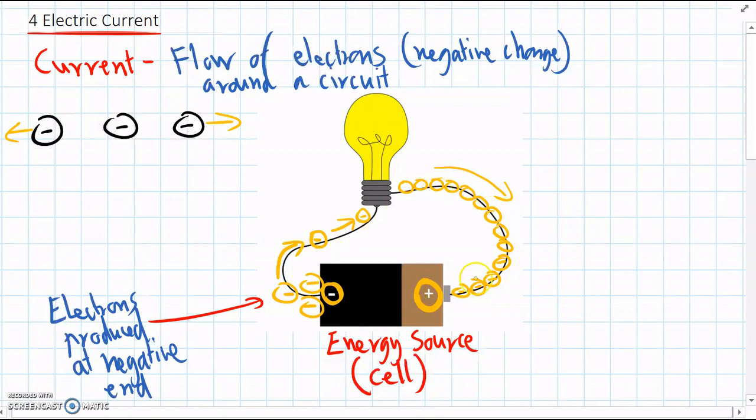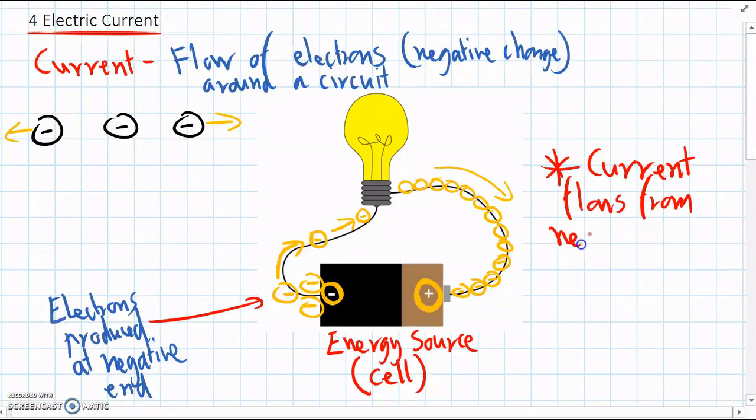So we can see here overall, current flows from the negative end of the energy source to the positive. And that's one of the most important things to remember about current. It flows from the negative to the positive terminal.